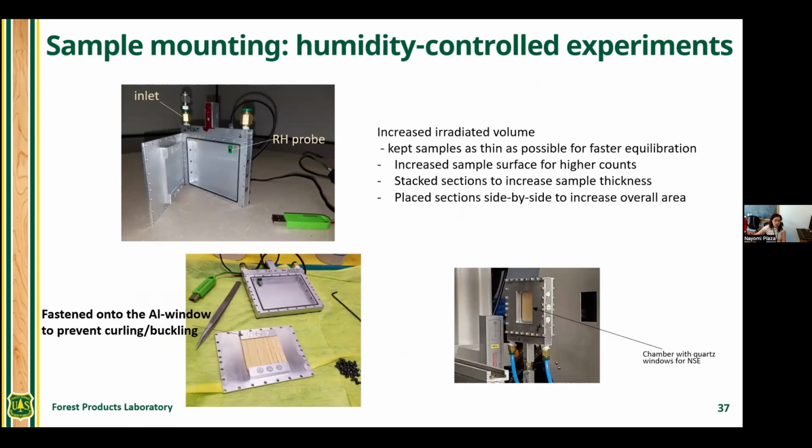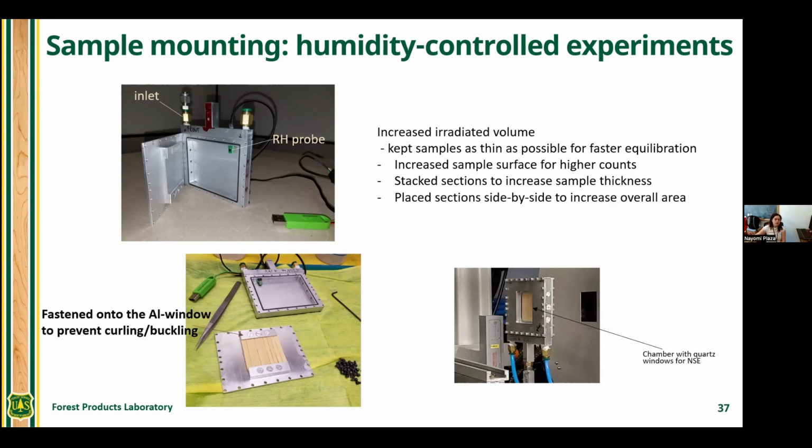The way that we did this experiment, since this is a rather large area, about 2 by 2 centimeters, we made samples that were all 0.3 millimeters thick, stacked them side by side, all from the same growth ring, so we could cover that entire area, increase our effective volume, and also increase our scattering intensity, and held it flat to make sure that no curling, no movement would happen.